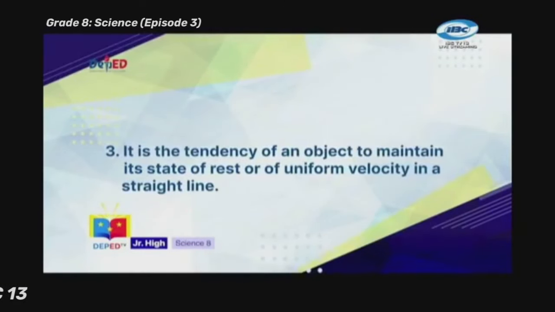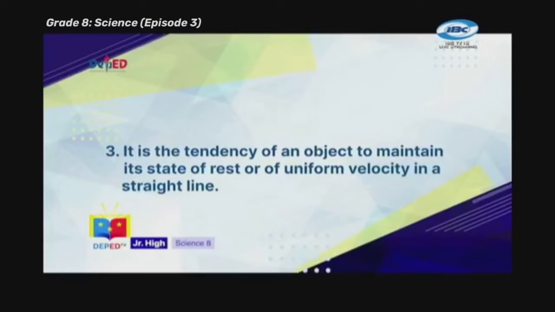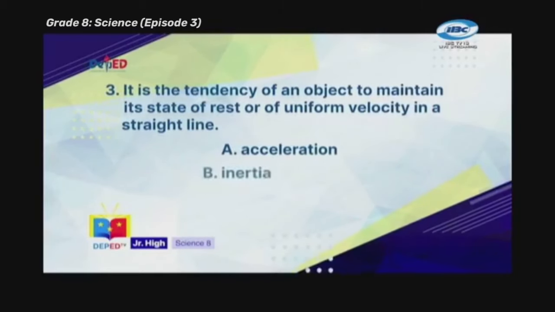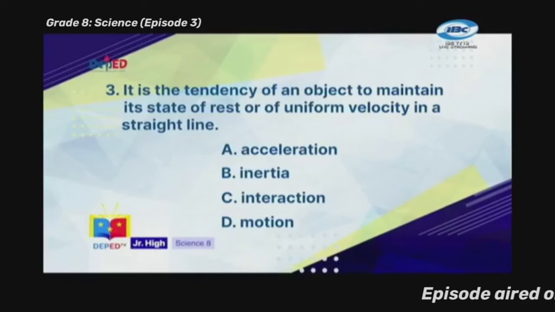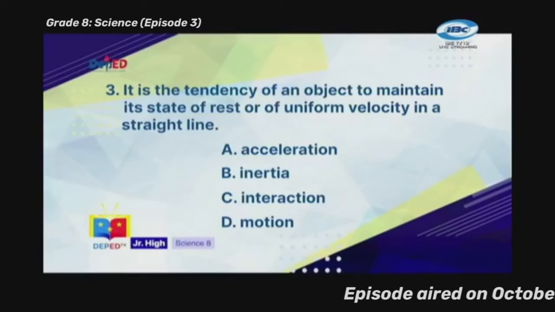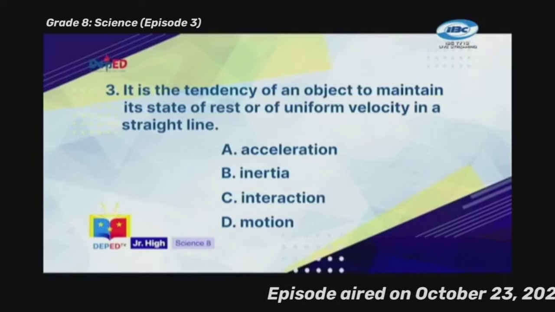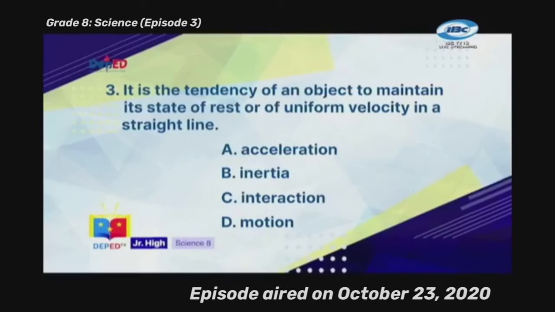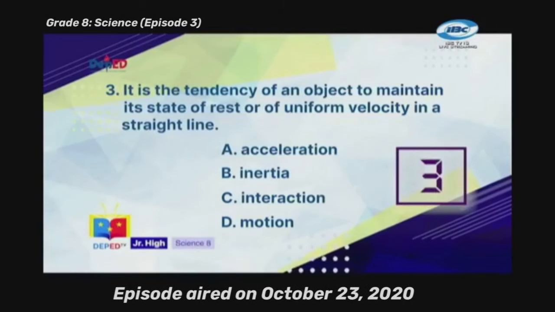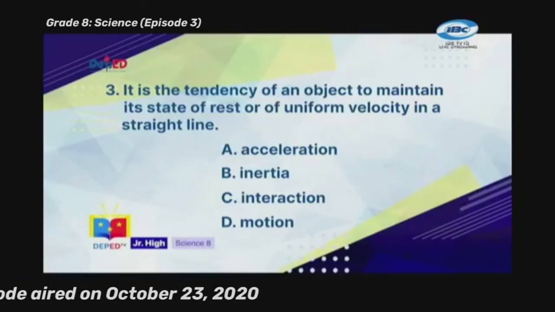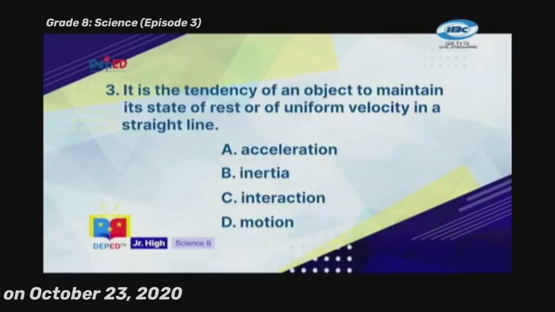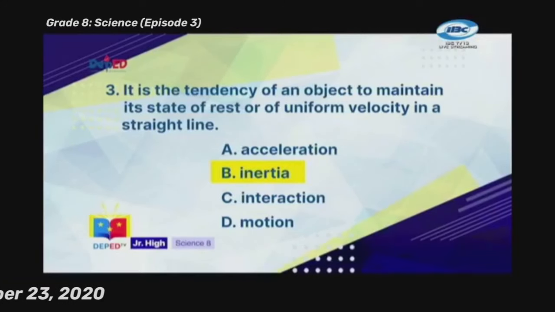It is the tendency of an object to maintain its state of rest or of uniform velocity in a straight line. A. Acceleration. B. Inertia. C. Interaction. Or D. Motion. The correct answer is B. Inertia.